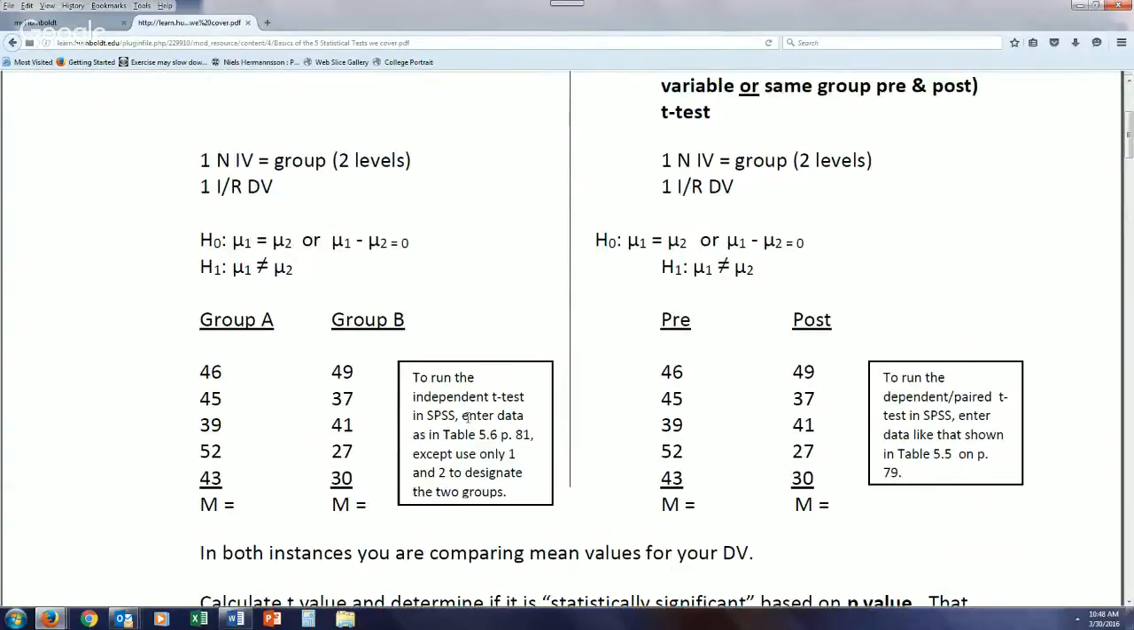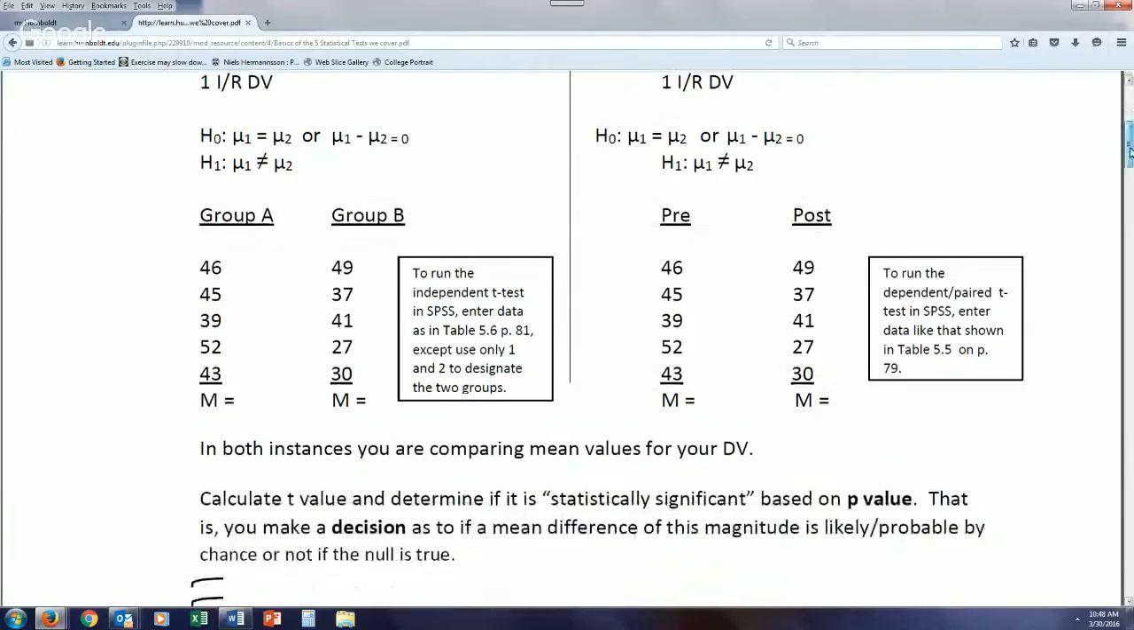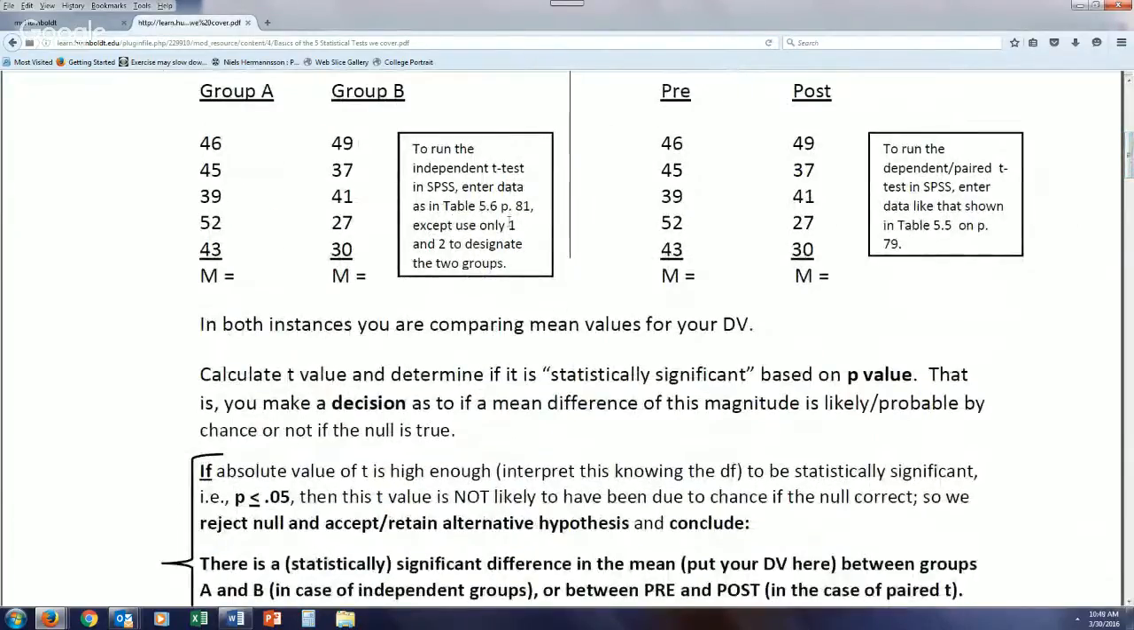To run the independent t-test in SPSS, you enter the data. Here it's shown in table 5.6 on page 81 of the textbook. The only exception is you're going to use only 1 and 2, as opposed to 1, 2, and 3, to indicate the two different groups. So what's nice is you guys don't have to worry about this. You won't be entering the data into SPSS, but essentially SPSS is going to run for you the comparison between what is the mean in group A and what is the mean in group B.